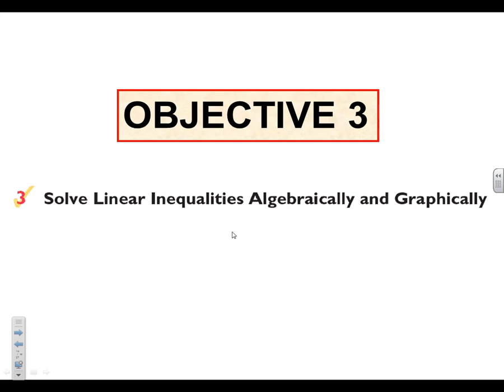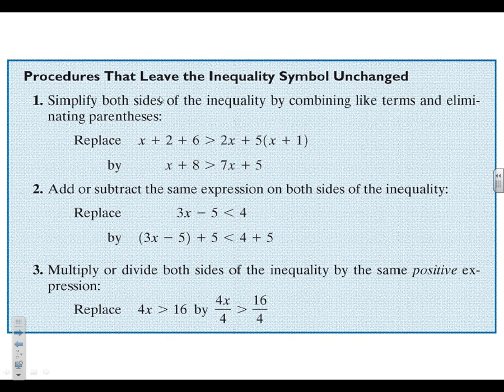All right, third objective. We're going to solve linear inequalities algebraically and then graphically as well. So it's going to give you these steps. These steps here are just normal solving steps. They're just saying that if you've got x plus 2 plus 6, consolidate on one side, distribute on the other, right? Clean up each side as best you can. Then what you want to do is try to get all the x's on one side and all the constants on the other so you can get 4x greater than 16. And then divide like you normally would.